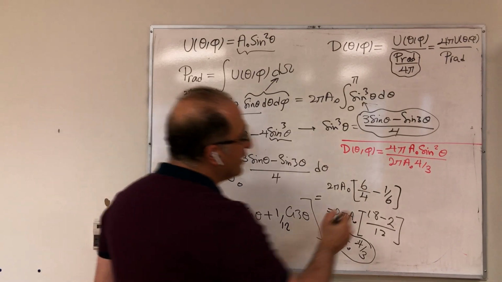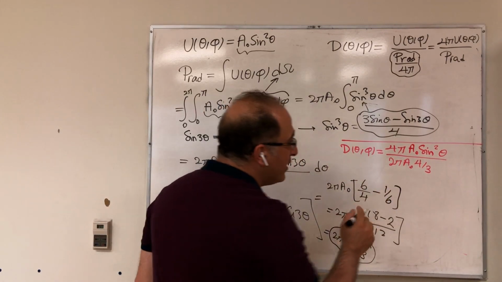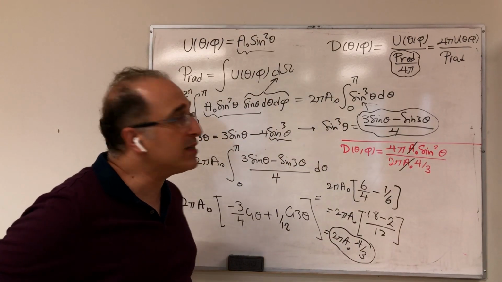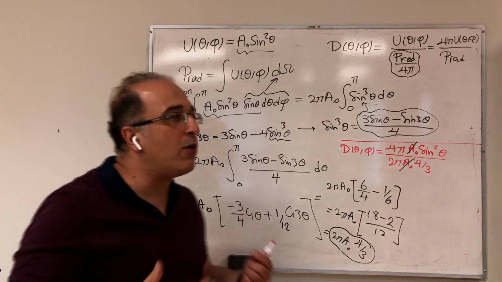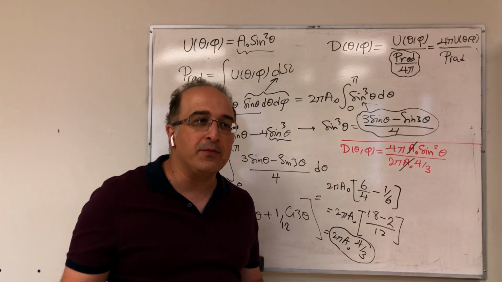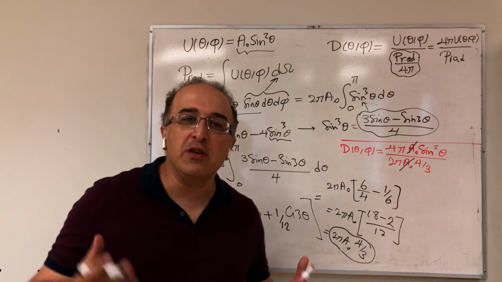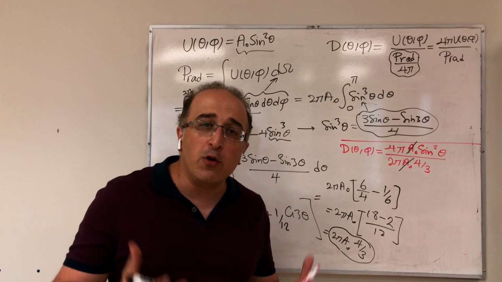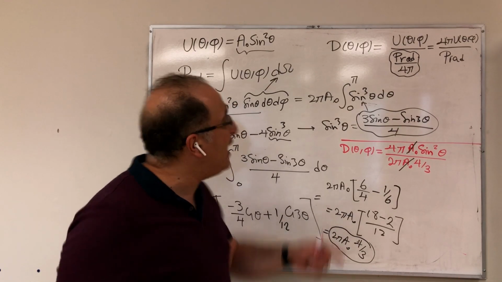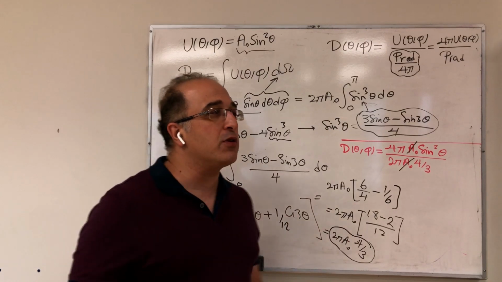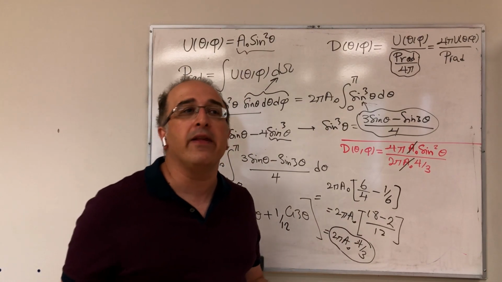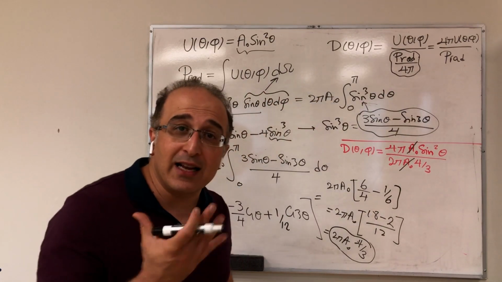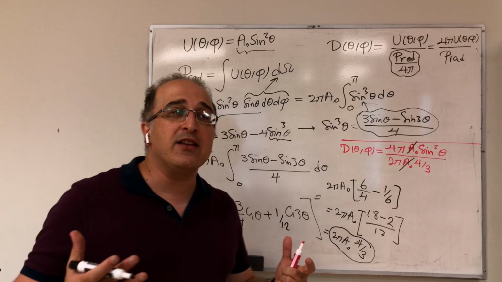Now, what's going to happen? That's the most important thing here, that a naught and a naught cancel. This is very important because remember, a naught has to do with how much power you're giving to the antenna. We don't want our quantity to depend on the watts that we're giving to the antenna. We want the performance of the antenna for any power. Is it 1 watt? Is it 10 watts? 100 watts? As soon as you do this ratio, you cancel the effect of the watts that you're giving. So it's the general performance.